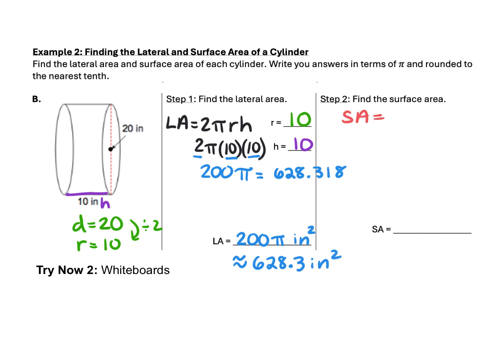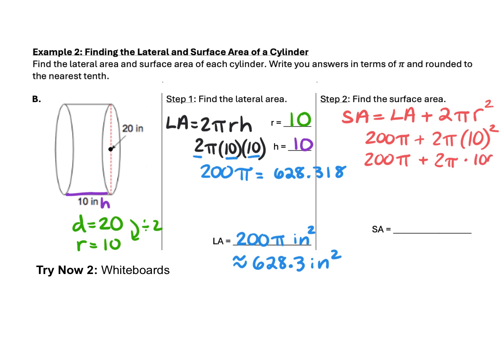The surface area of the cylinder is the lateral area plus 2 pi r squared. That gives us the area of the two circular bases. So I'm going to take my 200 pi from step 1 and then add 2 pi times 10 squared. So that's 200 pi plus 2 pi times 10 squared, which is 100. That's another 200 pi. So 200 pi plus 200 pi makes 400 pi. So that would be our surface area, 400 pi square inches.